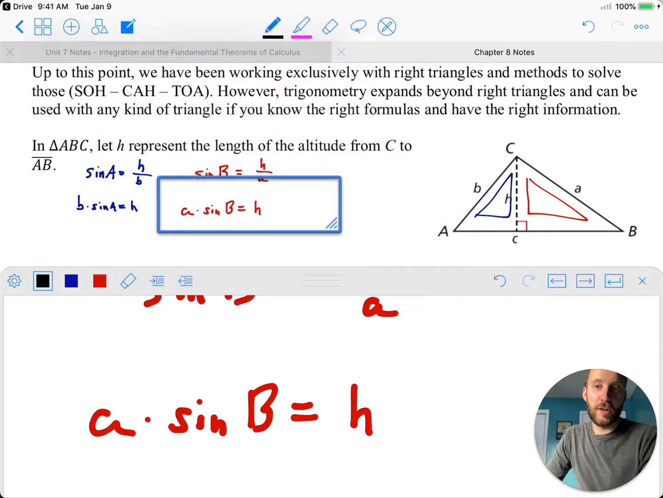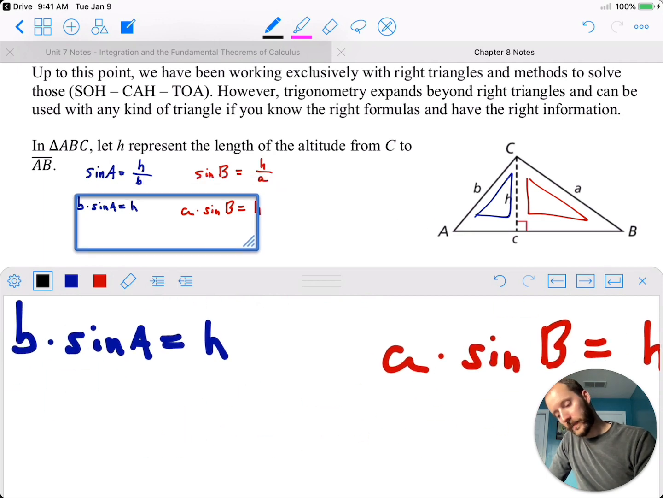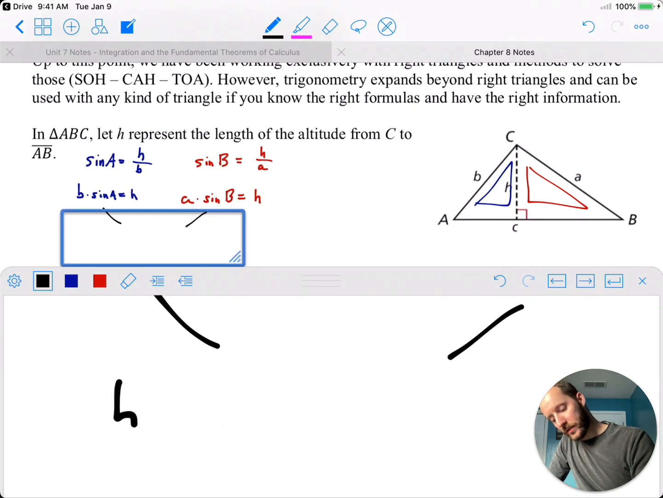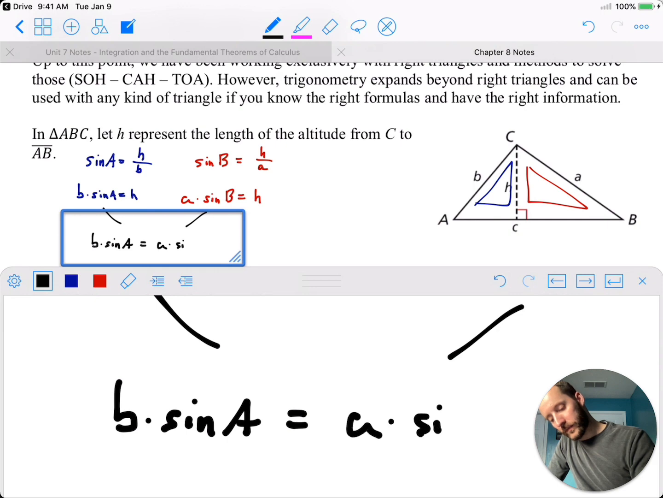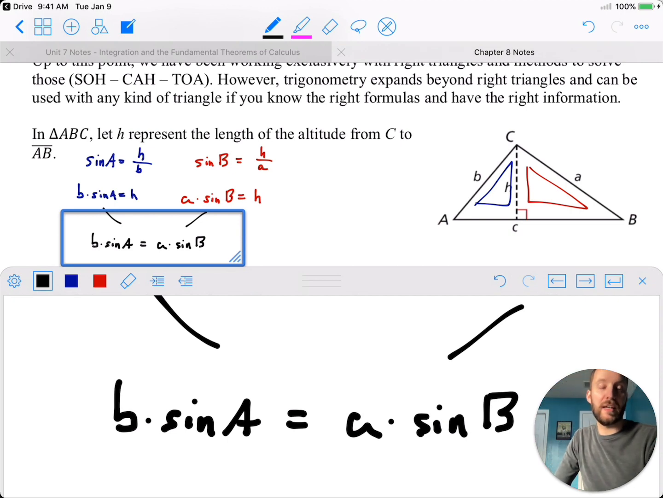So you see here, both sides equal h. If both sides equal h, then by substitution, they equal each other. So b times the sine of A equals a times the sine of B.